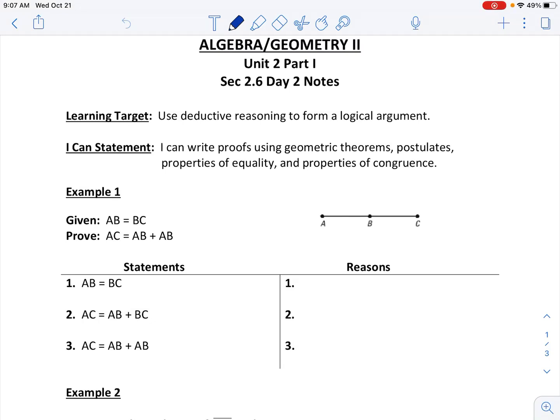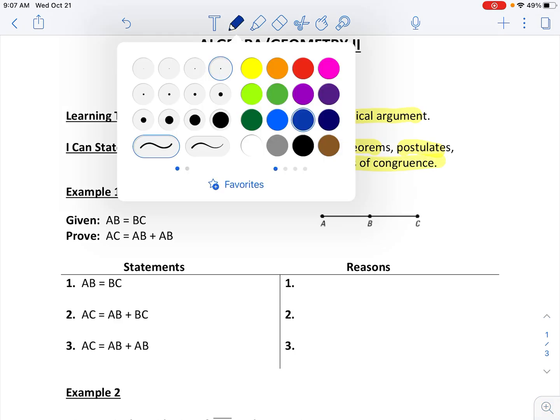Mr. Keeney: We're going to continue our conversation today about geometric proofs. We're going to use deductive reasoning to form these proofs, which are logical arguments. And today, especially, we're going to write proofs. We're going to use theorems, postulates, properties of equality, and congruence as we go.